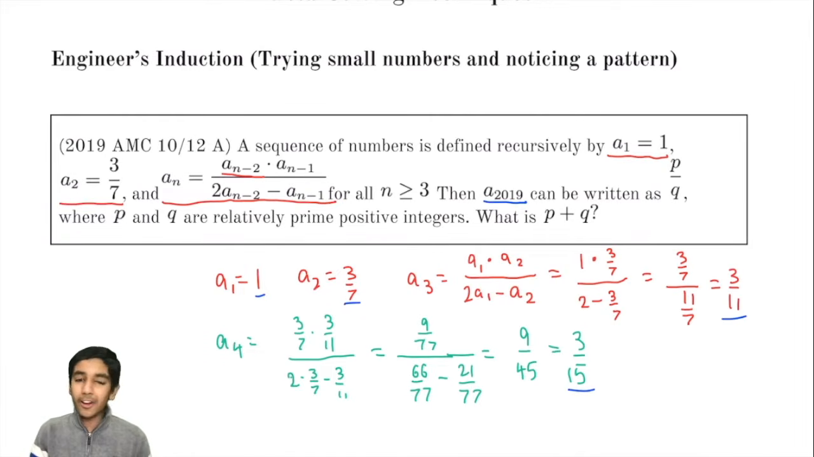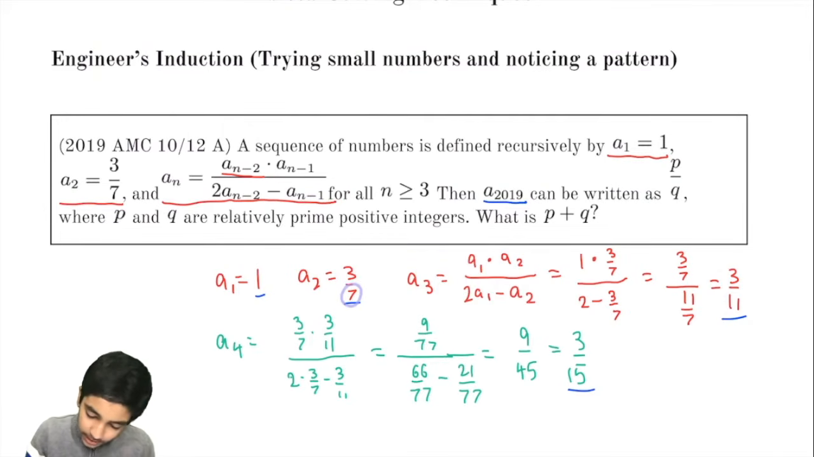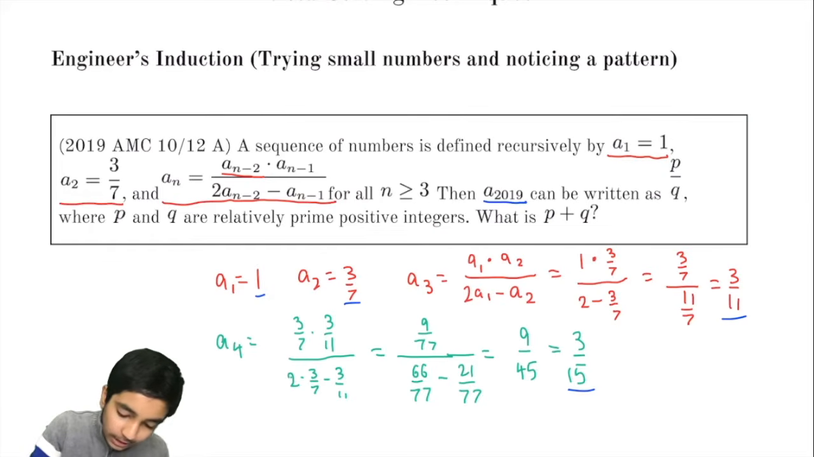So you're probably already noticing something here. Look, the denominators are always increasing by 4. The denominator of A2 is 7. The denominator of A3 is 7 plus 4, so 3/11. The denominator of A4 is 15, so 11 plus 4. So it looks like each time the numerator is always 3, and the denominator is increasing by 4. And we can also notice that A1 is equal to 3/3, so A1 also satisfies the pattern.